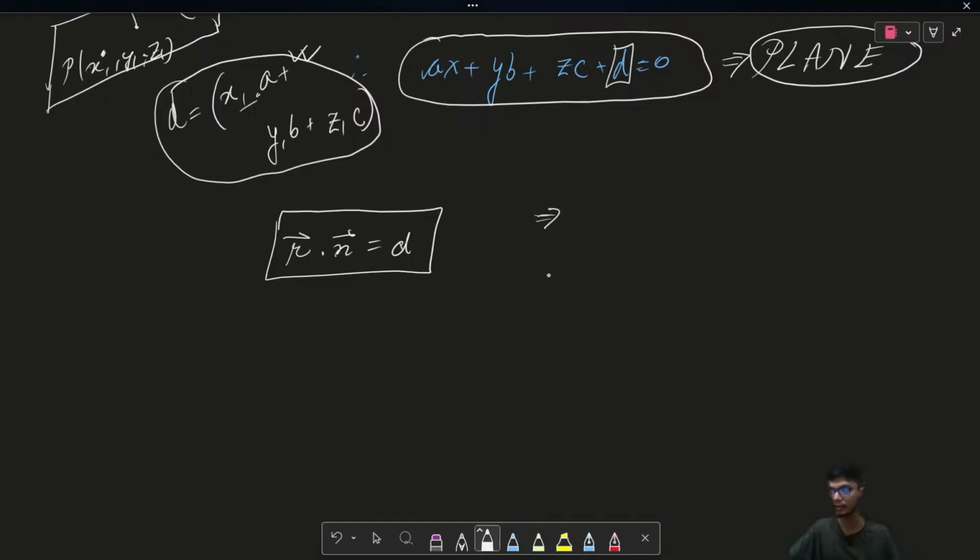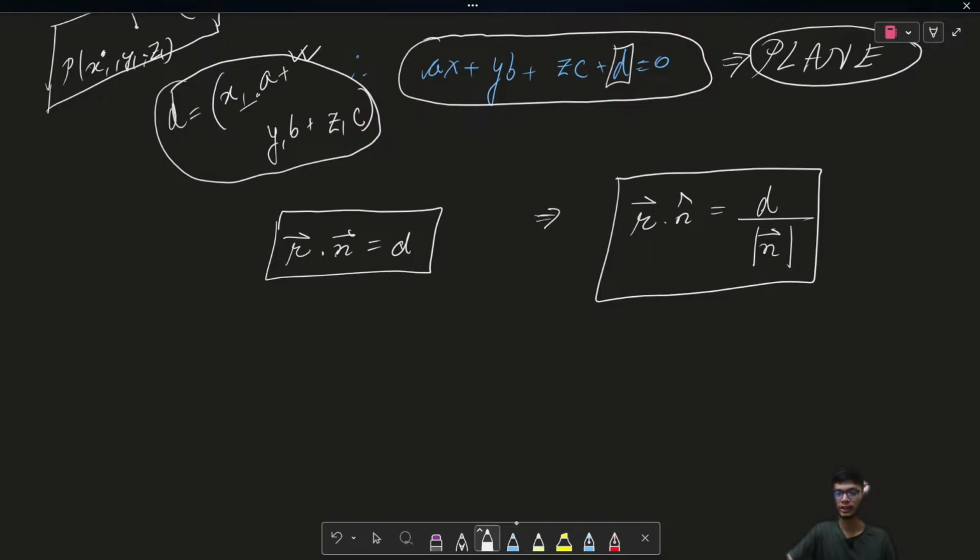However, sometimes you might also have the result as r vector dot n cap, and this result is given as d by mod of n, right? So this is another modification of the results. Okay, so please don't be afraid whenever you see these kinds of results for the equation of plane. So this is also the equation of plane in the normal form.